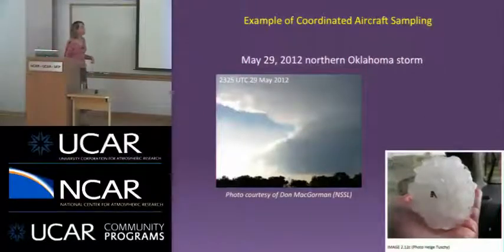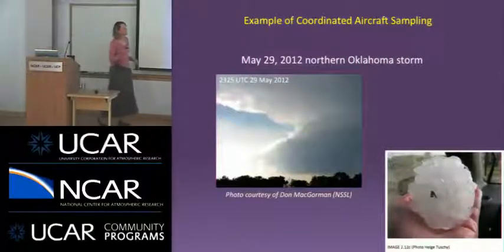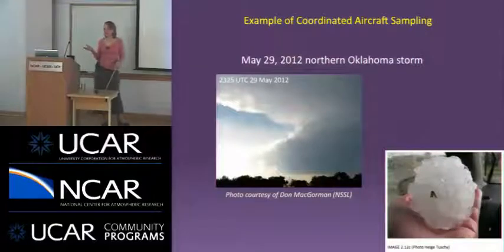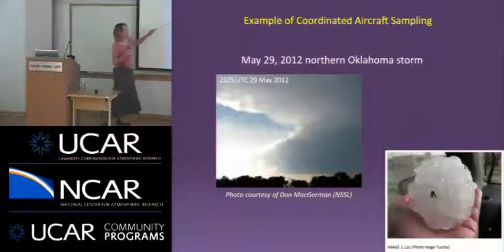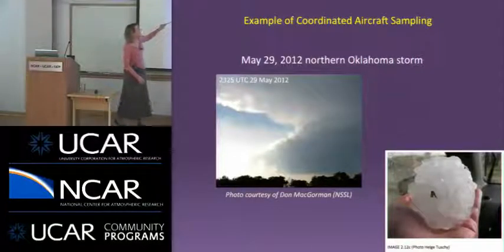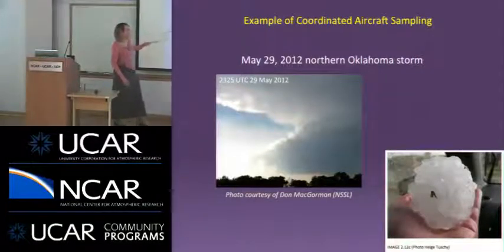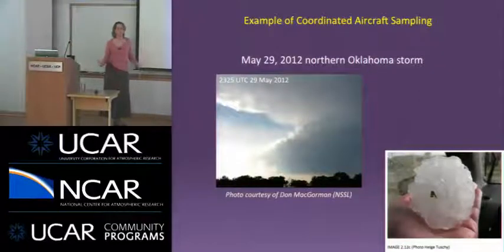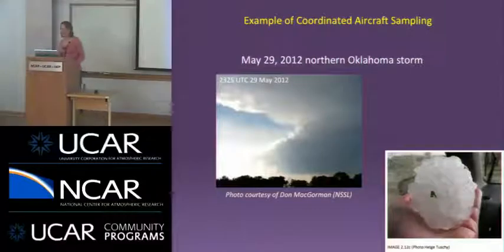Just to give you an example of our correlated aircraft sampling between the G5 and the NASA DC-8, I'm going to show you a couple of flight tracks for the May 29th northern Oklahoma storm. A picture of that is shown here. It was a severe storm that created 5-inch size hailstones, so it was a very strong storm.